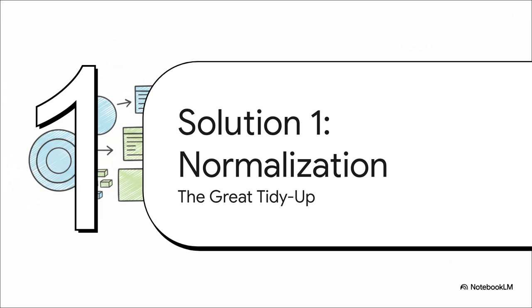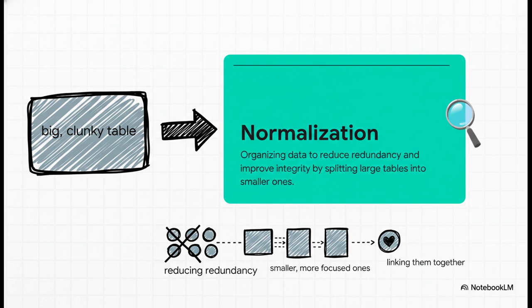Well, the first and most classic solution is a process called normalization. You can think of it as the Marie Kondo method for your database. It's this amazing, systematic way to declutter everything and bring order and integrity back to your data. At its heart, normalization is all about one thing: killing redundancy. See, instead of storing the same piece of info over and over and over again, the idea is you store it in exactly one place.